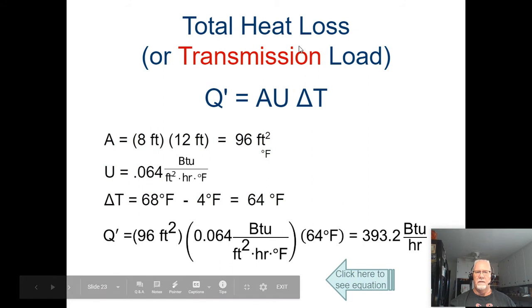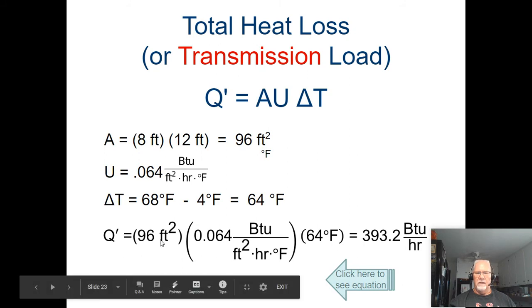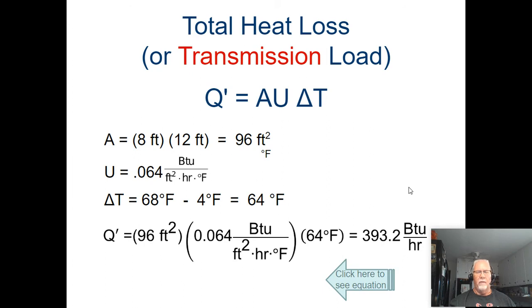Our total heat loss, or transmission load, works like this. Our area, which we calculated, is 8 by 12, 96 square feet. The U value, which we've calculated, was the R value and then we took the reciprocal. The change in temperature, because it's winter and we're going from 4 up to 68, is 64 degrees. That makes our total heat loss load the area times the U value times the change in temperature, which gives us 393.2 BTU per hour. That's how many BTUs if all we had was that one wall.